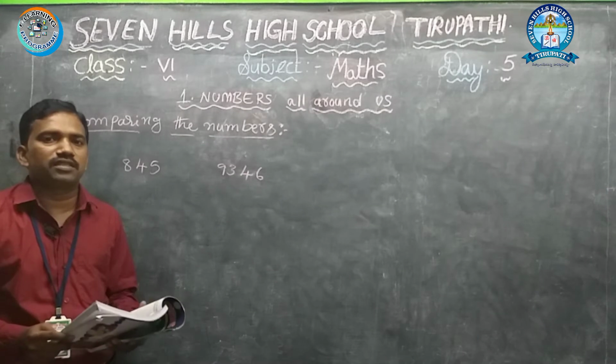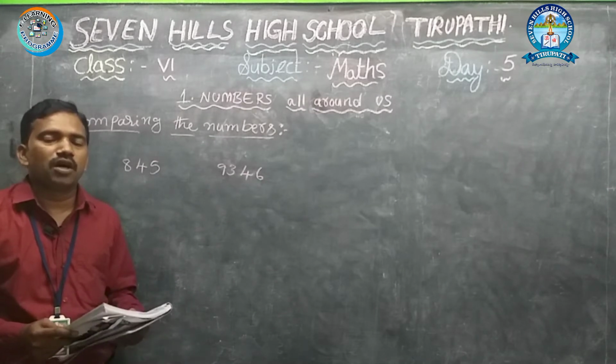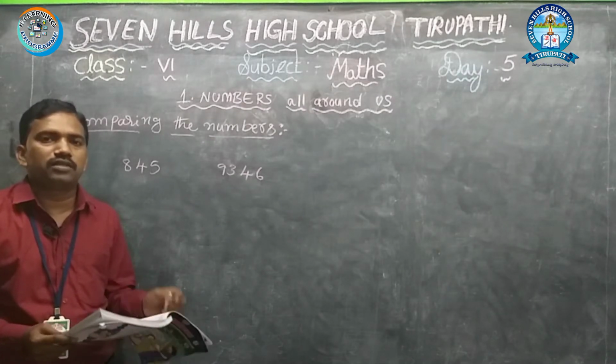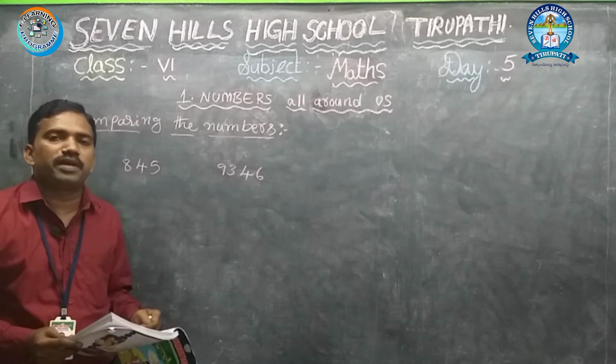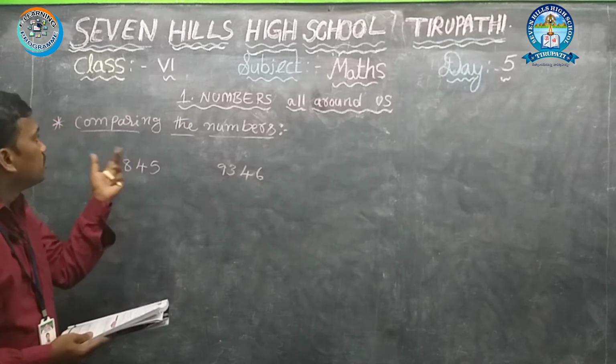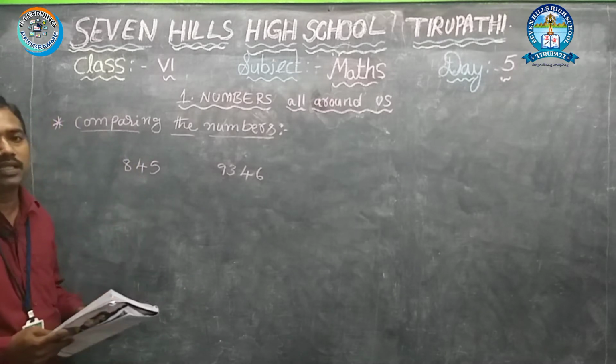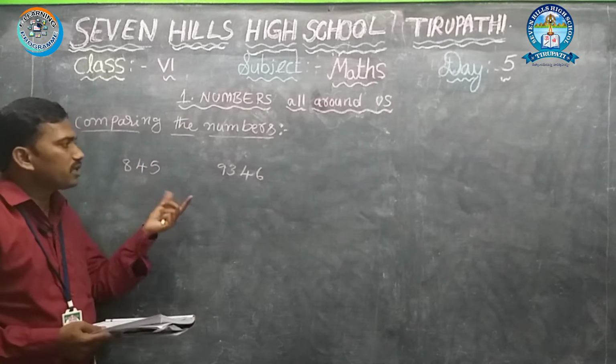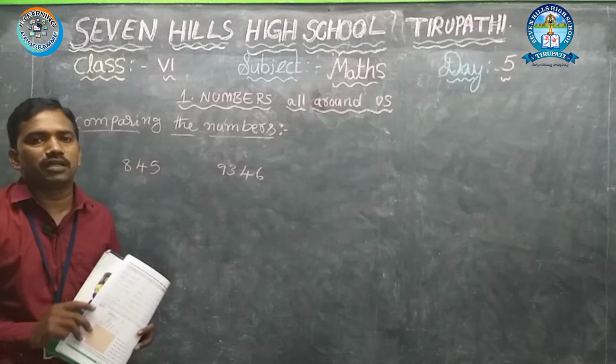In the previous class, we learned 5-digit numbers, how to read and how to write, and also we revised the expanded form of those numbers. Today we are going to discuss comparing the numbers. How to compare the numbers?